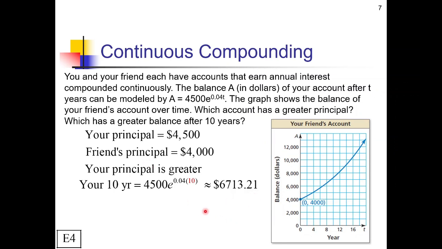There we go. Now let's check out your friend's 10-year account. Looking here in the graph at 10 years, it's kind of hard to tell. This is the 7,000 line. This is maybe a fifth of the way up until that next line there. So I'm guessing 7,200-ish. May not be exact, but it's as good as we're going to get from this graph. And it's enough to tell us who has the greater 10-year total. That would definitely be your friend.